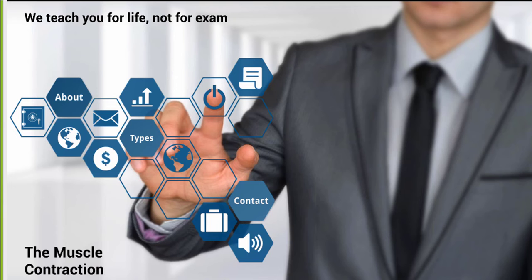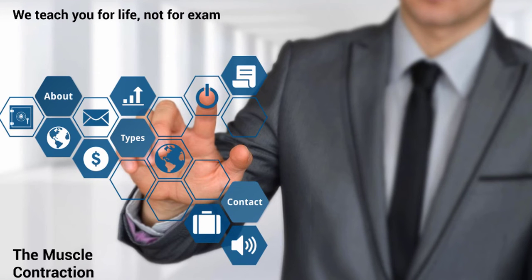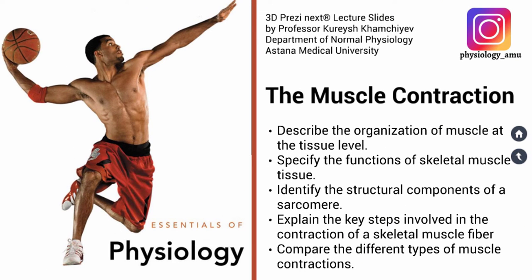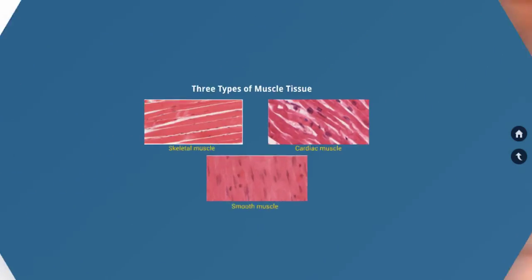After studying this chapter, you will be able to describe the organization of muscle, specify the functions of skeletal muscle tissue, and identify the structural components of the sarcomere. This is the small unit of each muscle fiber. You will explain the key steps involved in muscle contraction, compare the different types of muscle twitch, and at the end of our lecture we will examine exercise and muscle performance. Our first question: the organization of muscle at the tissue level.